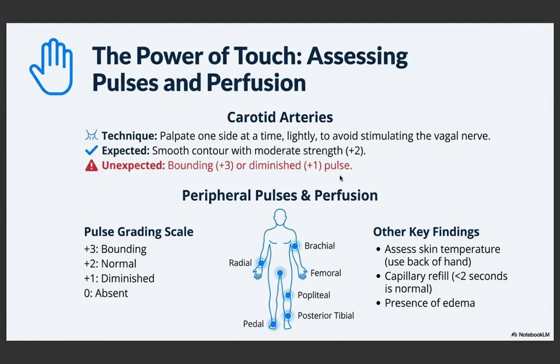We should be expecting to feel a +2 pulse. Bounding or diminished are going to be a little bit on the unexpected side. There's also a +4. If you ever feel +4, they're probably about to start crashing. Very bad. But diminished in our older patients is going to be a little bit more normal, especially if they have a ton of comorbidities. So if you just want to make sure that it's functioning well, you can get a Doppler. If it's 0, you should be getting a Doppler and checking for proper blood flow.